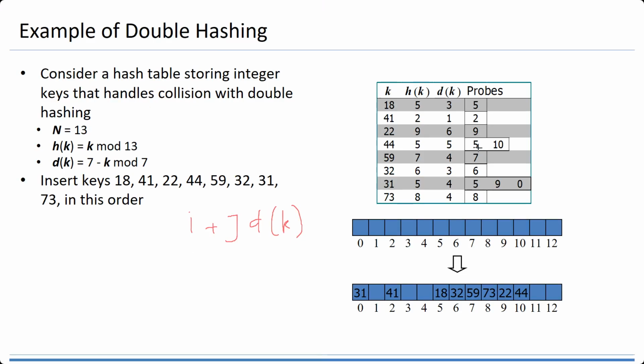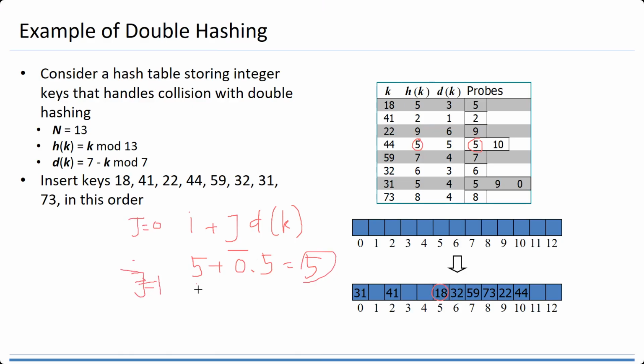Now we have the first one. I is the first value, which is 5, plus, when j is 0, multiplied by 5, then we put into the cell 5. But 5 is already occupied by 18. Then let's go to j equals 1.